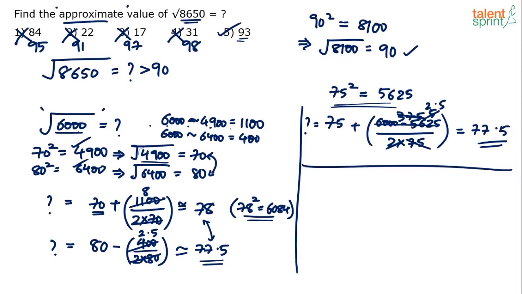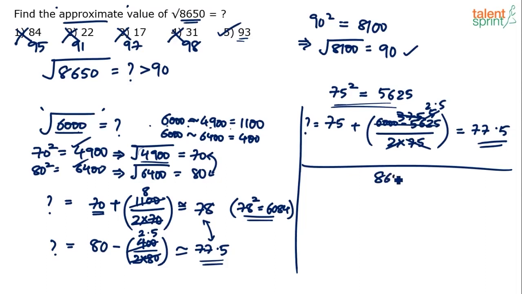The original question was finding out the square root of 8650. Of course, from the given options, we know that the answer should be 93, but what if we change the options? What if the options are 95, 91, 97, 98 and 93? In this case, how do we know what the correct answer is? What do we do? The same process.